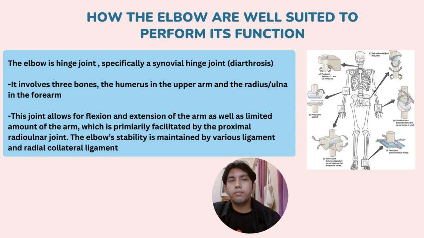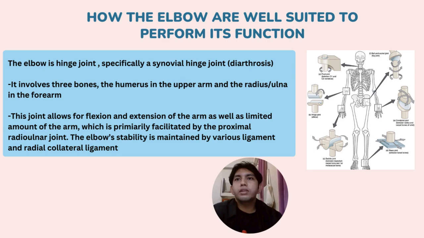As you guys know, we have many types of joint. For example, the pivot joint at the atlas cervical. We have the hinge joint for the elbow. We have the saddle joint, the condyloid joint, and the ball and socket joint at the head of the femur. We also have the plane joint. So the elbow is one of the hinge joints.